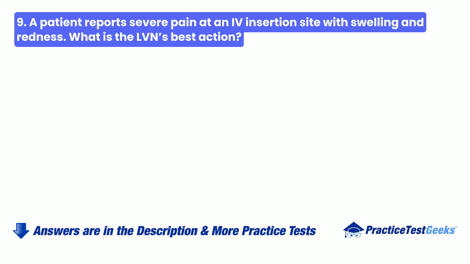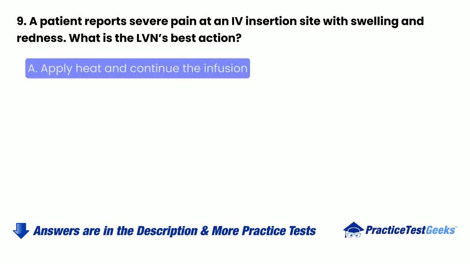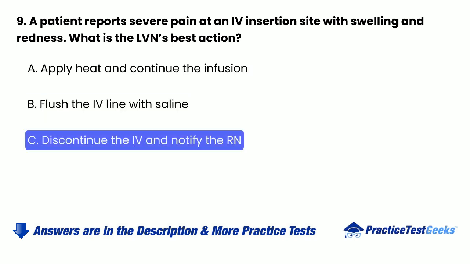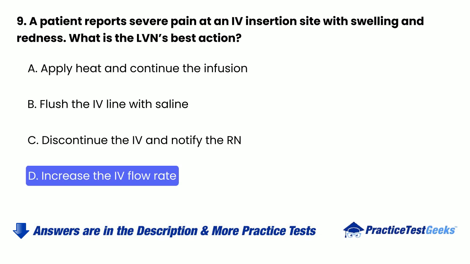9. A patient reports severe pain at an IV insertion site with swelling and redness. What is the LVN's best action? A. Apply heat and continue the infusion. B. Flush the IV line with saline. C. Discontinue the IV and notify the RN. D. Increase the IV flow rate.